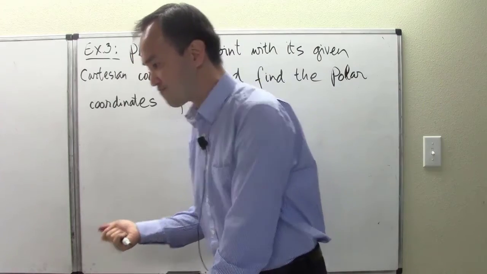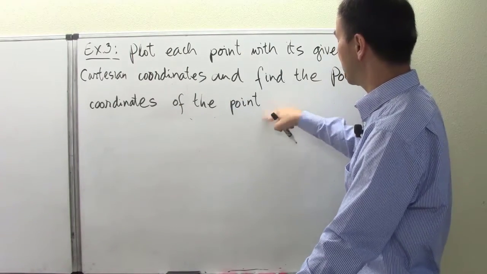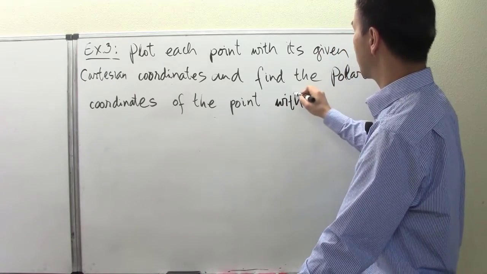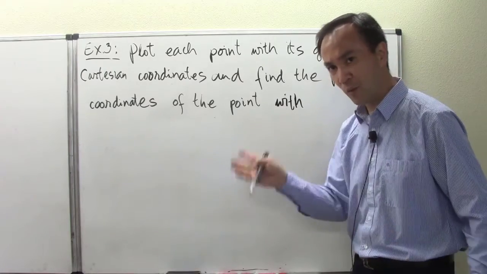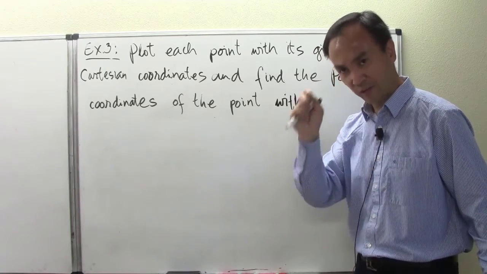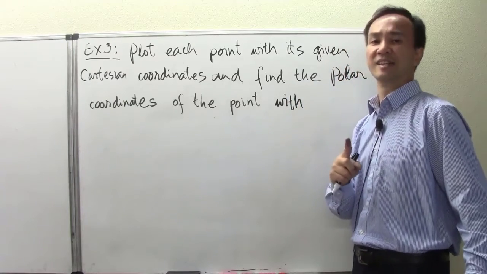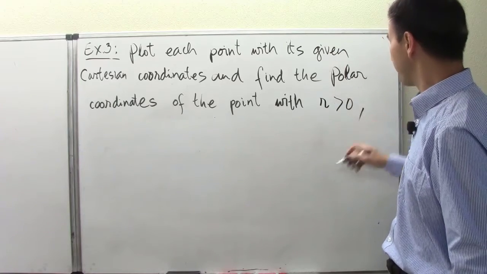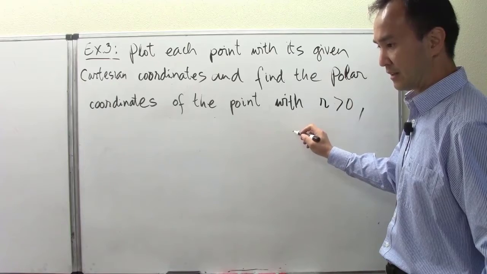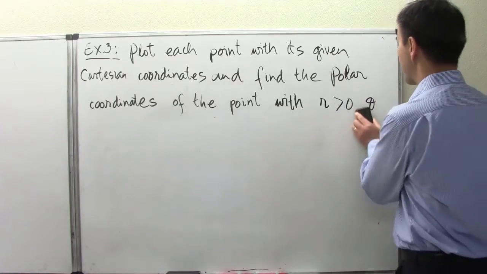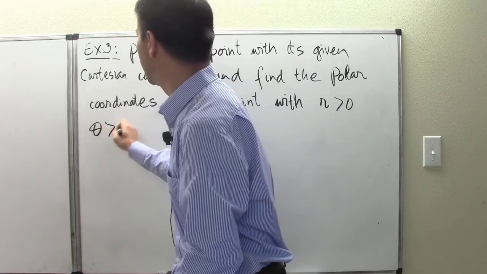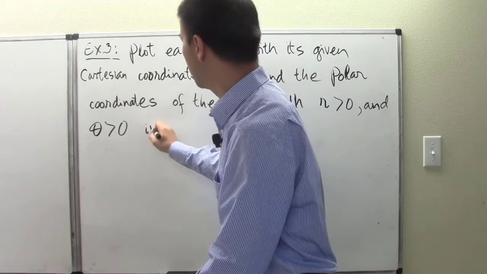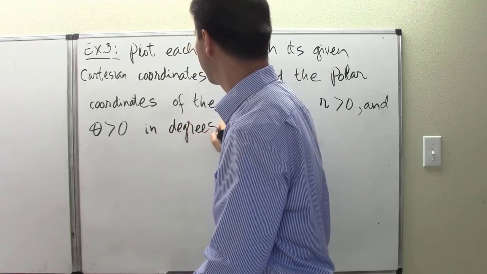But here I have to add some extra understanding, some extra clue. Because in polar coordinates we have quite a few different ways to represent each point, I want to write it in a way that r is positive, and theta is also positive, and theta is positive in degrees instead of radians.